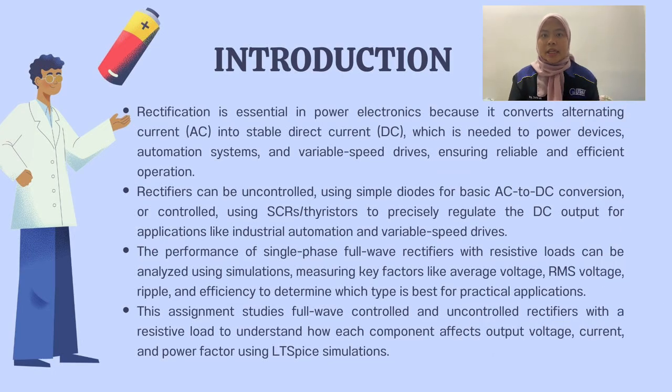Rectification is essential in power electronics because it converts alternating current into stable direct current, which is needed to power devices, automation systems, and variable speed drives, ensuring reliable and efficient operation. Rectifiers can be uncontrolled, using simple diodes for basic AC to DC conversion, or controlled, using SCR to precisely regulate the DC output for applications like industrial automation and variable speed drives.